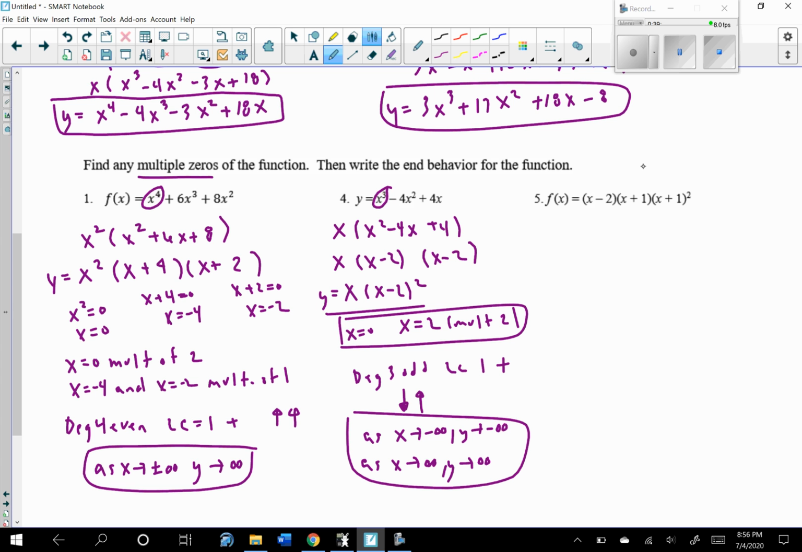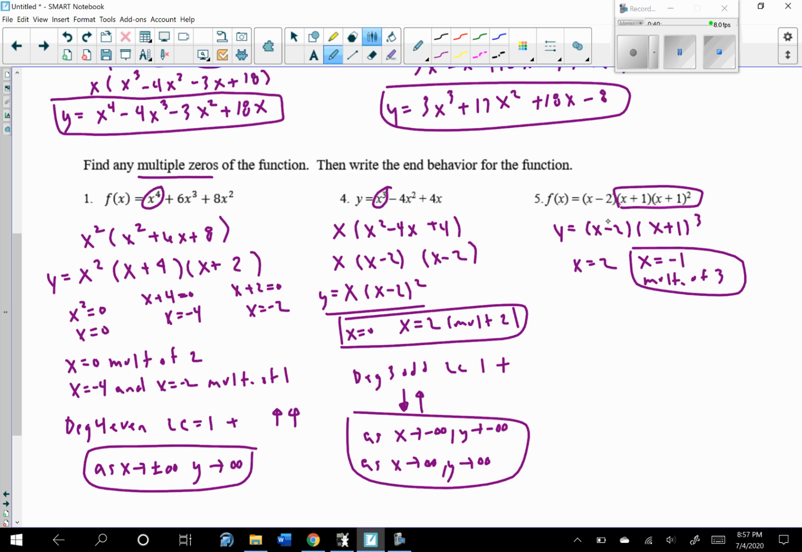And this last one, notice this is x minus 2 times x plus 1 times x plus 1 squared. So really this is x minus 2 times x plus 1 cubed. So our zeros are x equals 2 and x equals -1 when you set these equal to 0 and solve. And so this one has a multiplicity of 3.